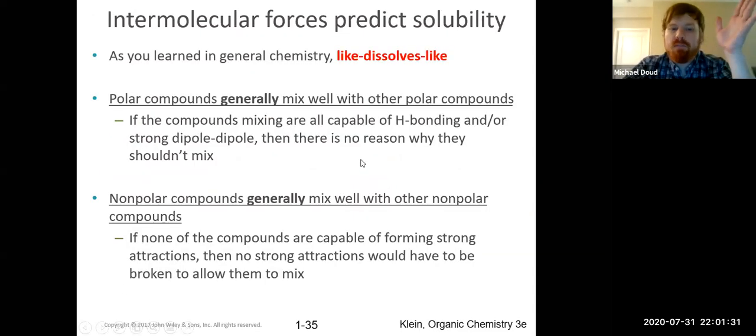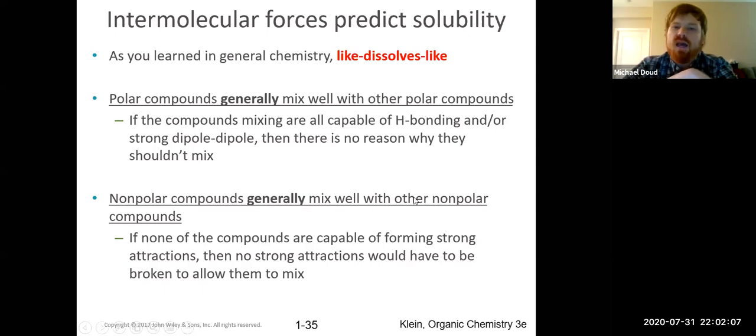Okay, and then finally, this is the most important and the last slide of the lecture. We want to remember solubility. Remember that polar molecules are going to be soluble in polar solvents, and that's because their intermolecular forces are compatible. Molecules that have dipole-dipole forces are going to be able to interact with other molecules that have dipole-dipole forces. On the other hand, nonpolar compounds are not going to like polar molecules. They're generally going to mix well with other nonpolar compounds.